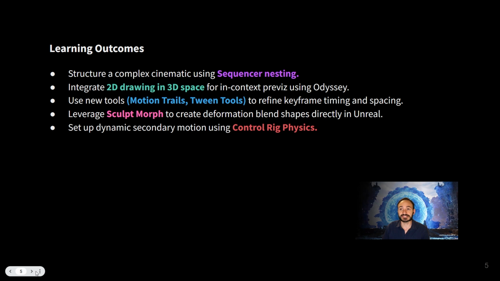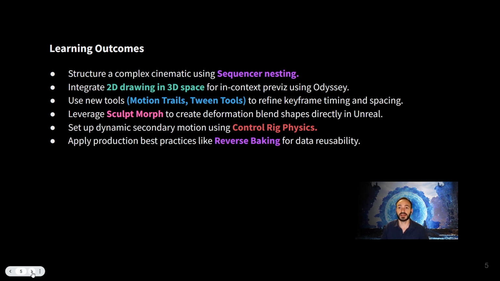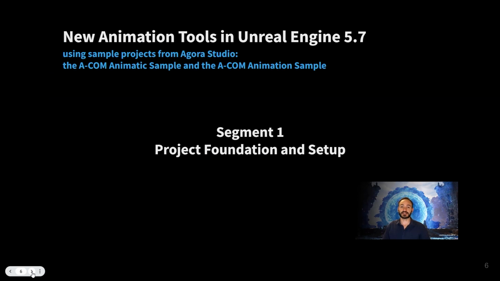You will be able to set up dynamic secondary motion using control rig physics and apply production best practices like reverse baking for data reusability. Let's start. We'll start with segment 1, project foundation and the setup.